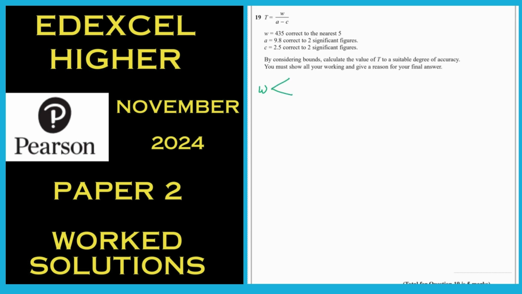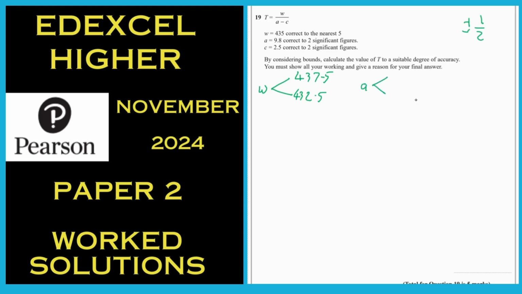First of all, let's look at the W. If something's been rounded to the nearest 5, you go up and down by half the rounding amount, which means we add on 2.5. 437.5, 432.5.